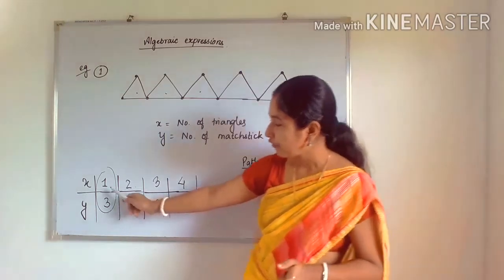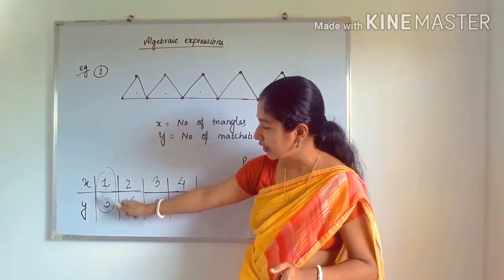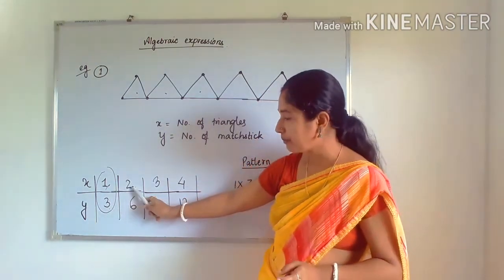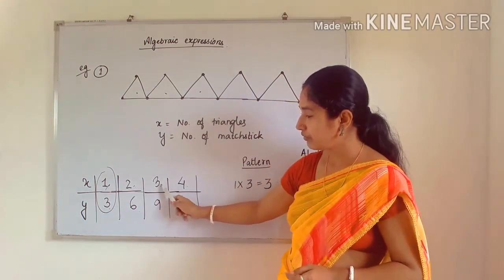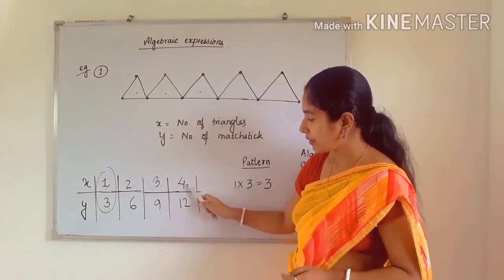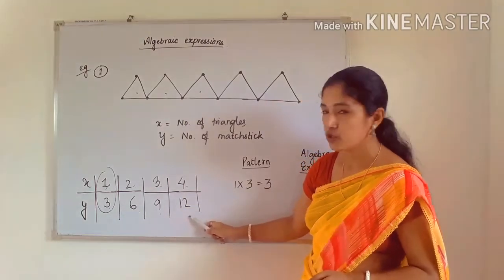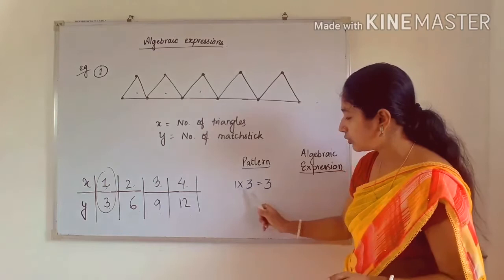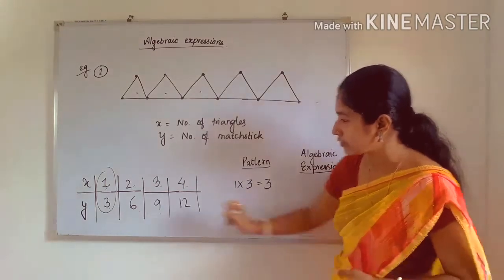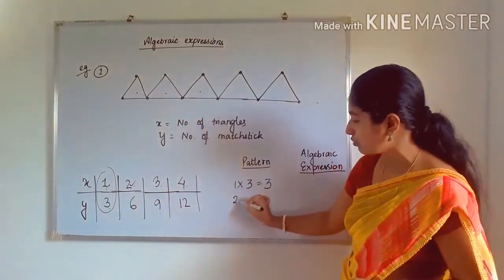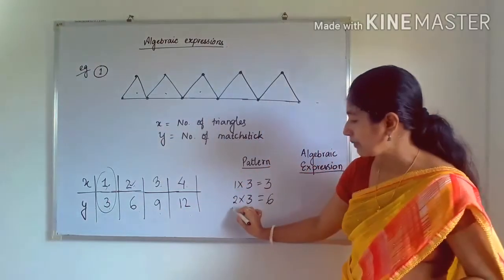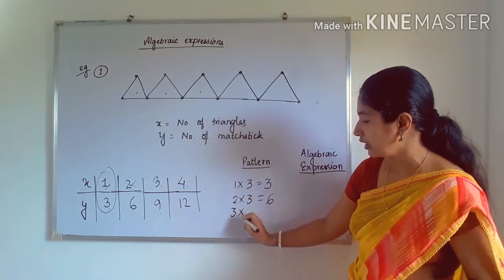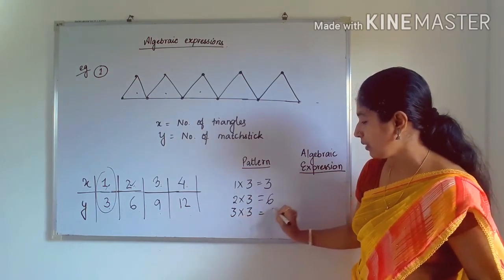See here, if I multiply 1 with 3, I will get 3. If I multiply 2 with 3, I will get 6. If I multiply 3 with 3, then 9. If I multiply this number with 3, I will get 12. So the pattern will be 1 into 3 is equal to 3. The next pattern, I have to take 2. So 2 into 3 and the value will be what? 6. Similarly, next number I have to take 3. So 3 into 3 will be what?